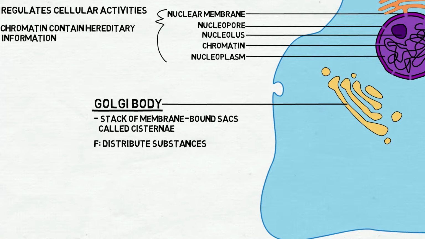The substances get packed into vesicles that are pinched off by the Golgi Body and sent to deliver the substances elsewhere, either to another part of the cell or even to be secreted or excreted out of the cell.